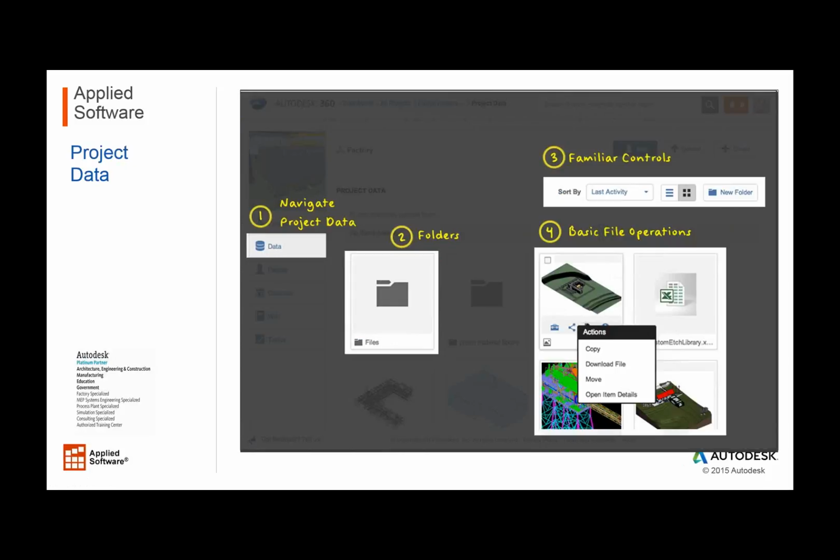Next is the data that all of us are familiar with. Instead of going to your local C drive and then going to a folder, it's the same file folder structure just on the cloud. So data and then files, and each one of those files are different folders. So you could have different milestones and drawing folders for your project needs. You have the familiar controls of a web interface as well as basic file operations.